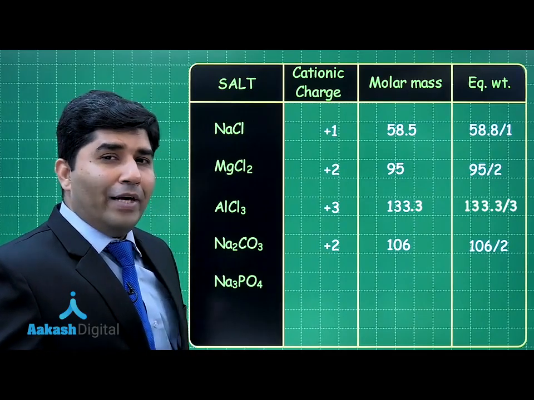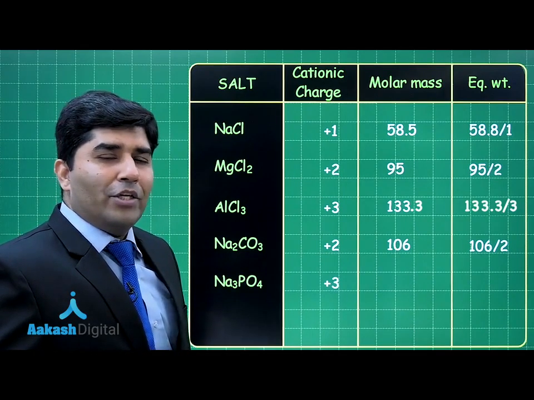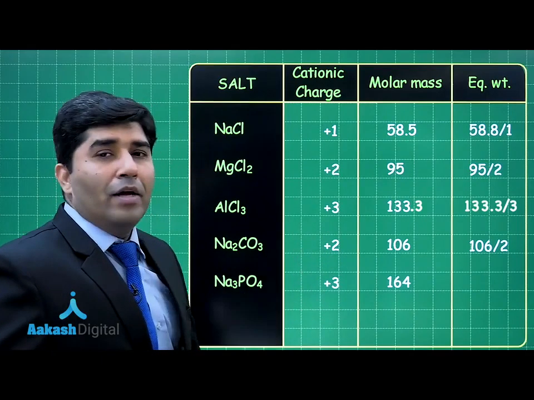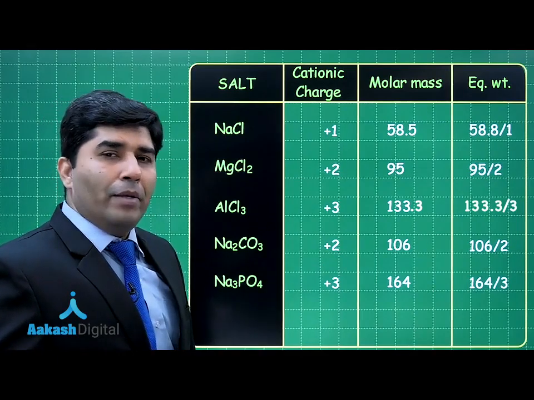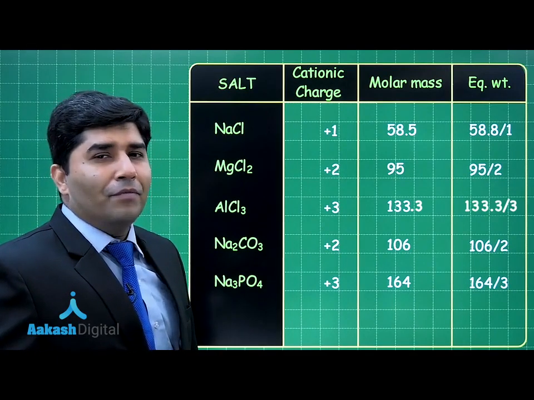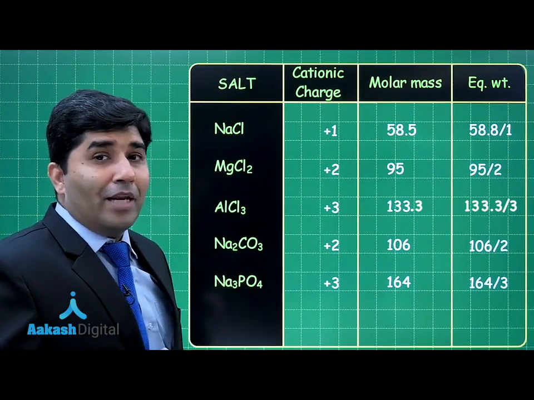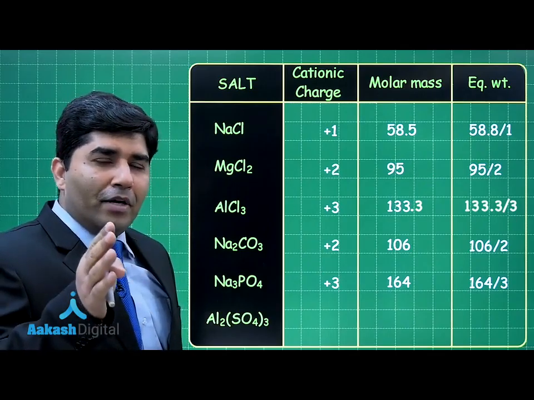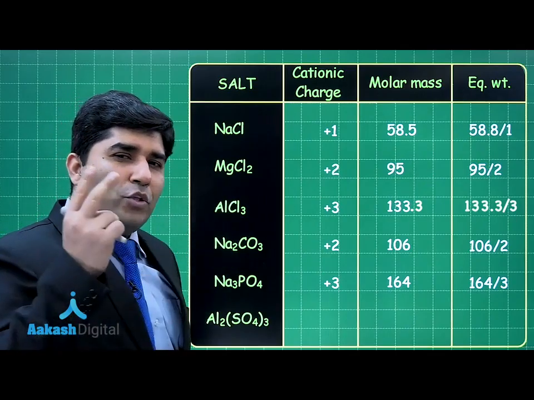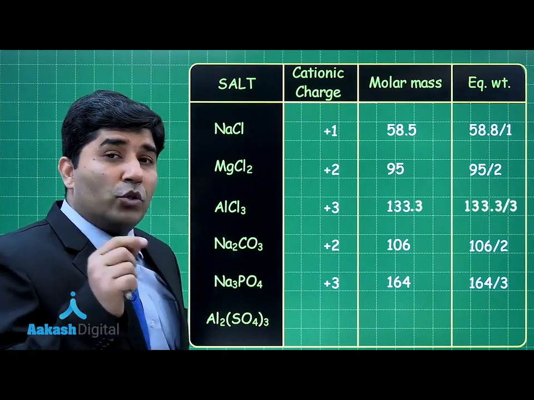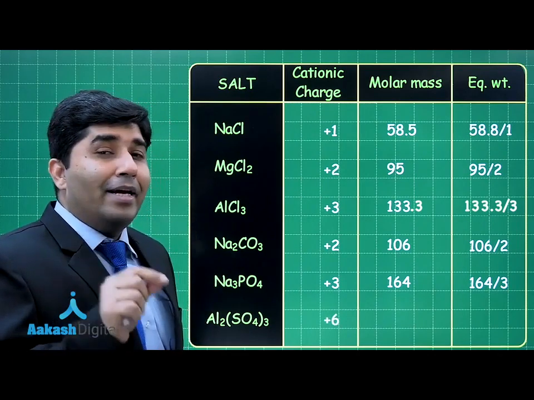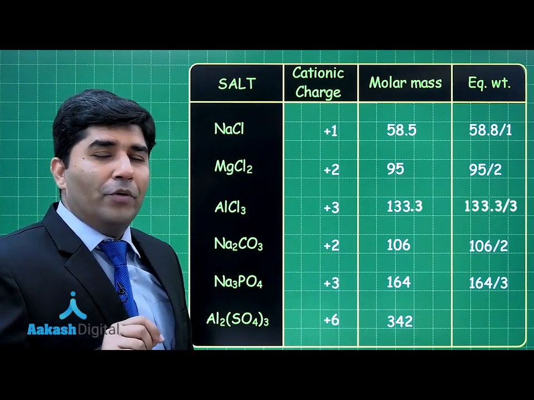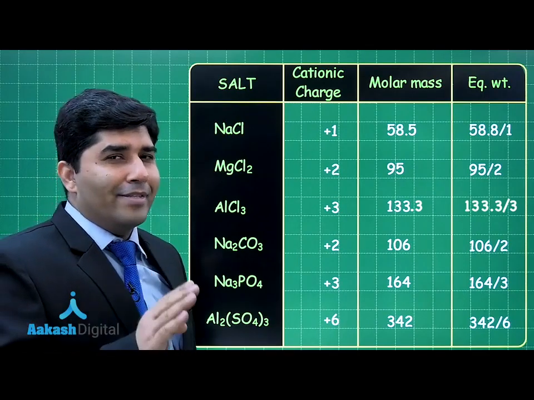In sodium phosphate, its total cationic charge will be equal to +3 and its molar mass is equal to 164. Therefore, its equivalent weight will be 164 divided by 3. Now, in the case of aluminum sulfate, that is Al2(SO4)3, there are 2 aluminum atoms which will give 2 aluminum ions, that is twice of Al3+, that is total charge is +6, its molar mass is 342, therefore the equivalent weight will be equal to 342 divided by 6.